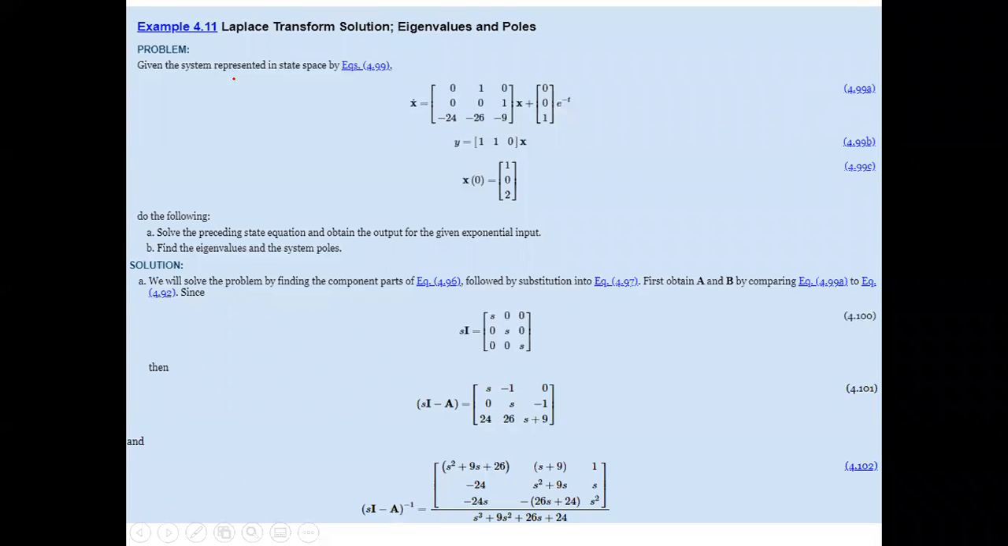So we're talking about this now. I think we came to this question here. Let me refresh your memory. We are given a system here. This is the system given to us.